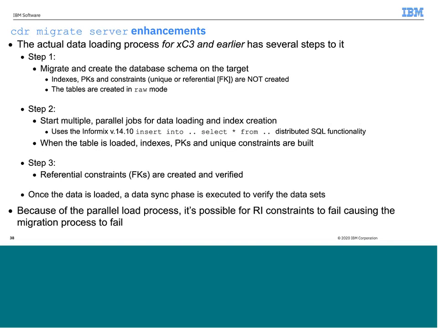Then we went through and loaded the data, and depending on what option you told us, we could fork off multiple parallel load jobs. And what we used behind the scenes was the insert into select functionality that was released in 14.10.xC1. Once the tables were loaded with data, then we'd reapply the indexes, PKs, constraints, and so forth. And then we would check the referential constraints. Did they match? Did they not? Then we try and run a data sync phase to get everything synced up, but there was always this possibility for referential constraint to fail.